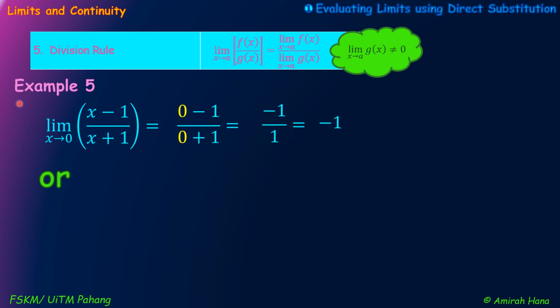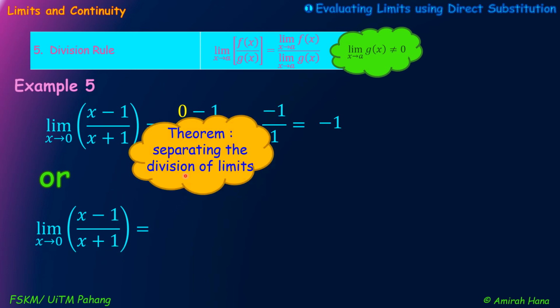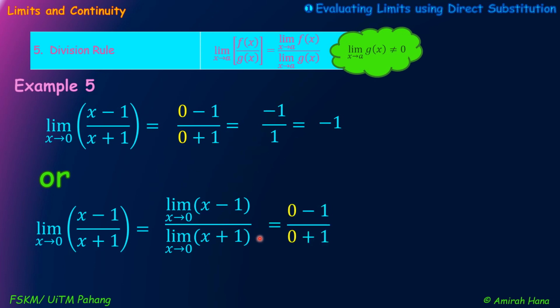Or for the same example, limit x to 0, (x minus 1) over (x plus 1), we can use the properties of limit here, separating the division of limits. So we can write limit x approaches 0, x minus 1 over limit x approaches 0, x plus 1. After that, we use direct substitution. So we replace 0 into whatever x here. So we get 0 minus 1 over 0 plus 1.